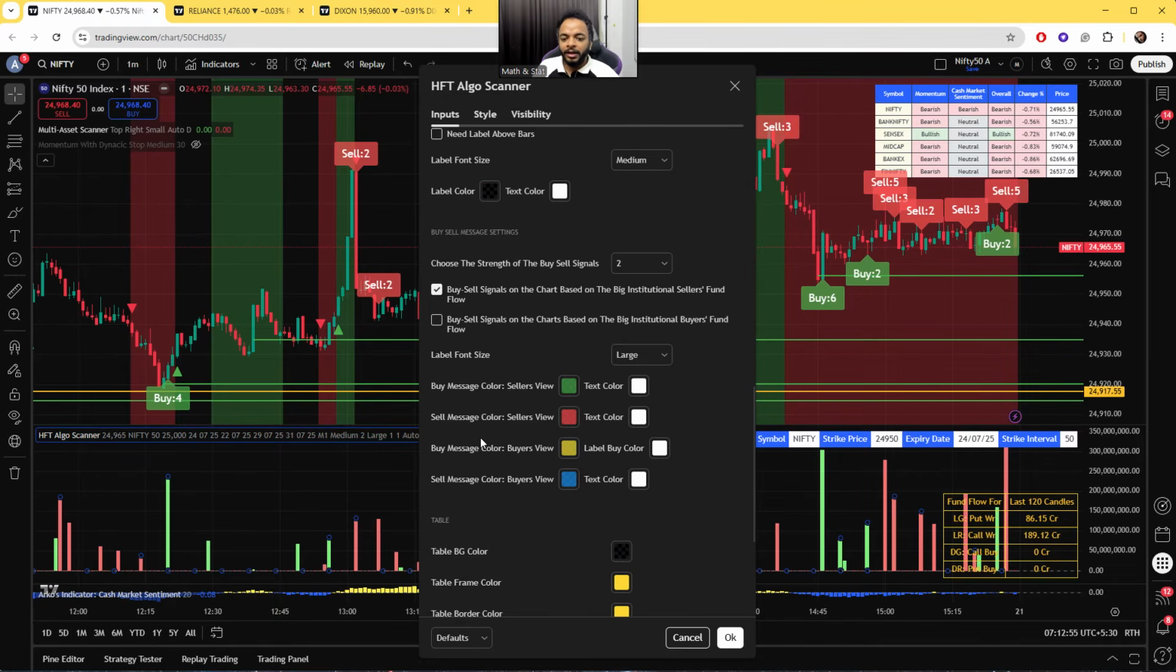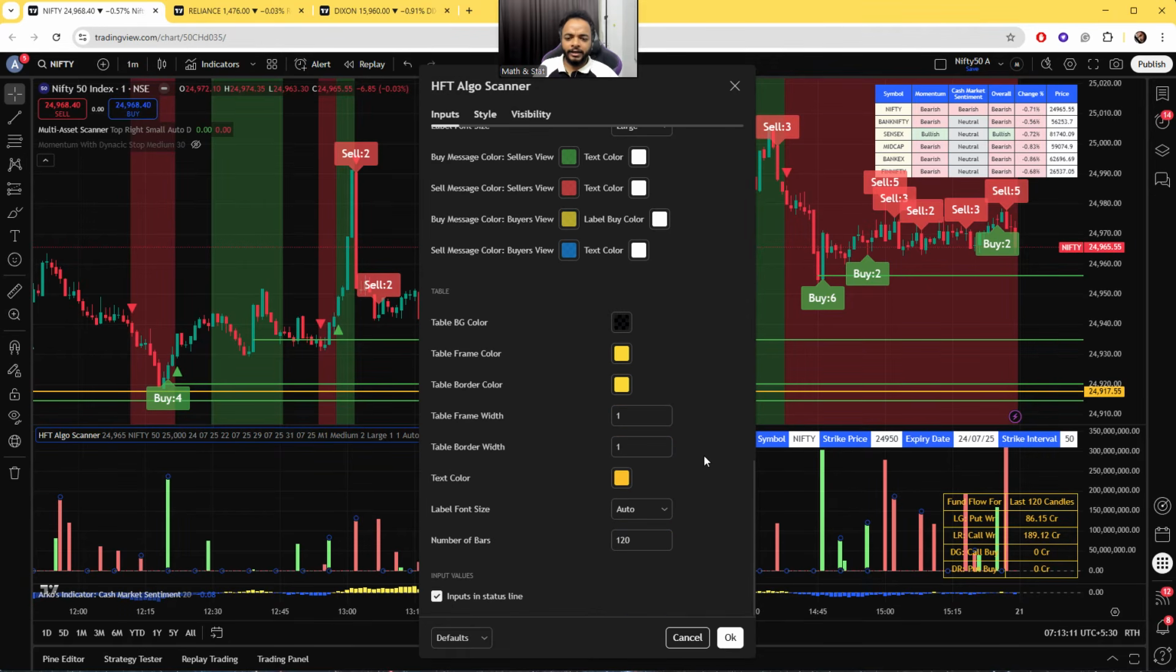Now again you can choose the label size. On mobile, suppose large is a little bit large, so you can select medium, small and so on for the buy sell signals font size. You can also customize the colors as per your wish. And now let's come to the table that you see to the right.